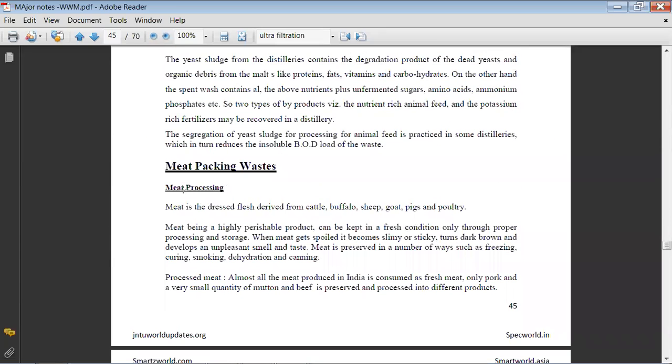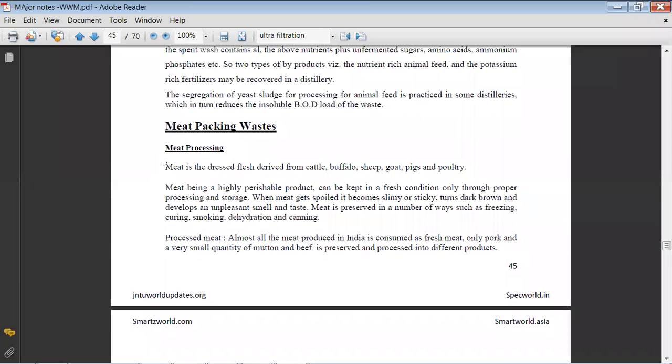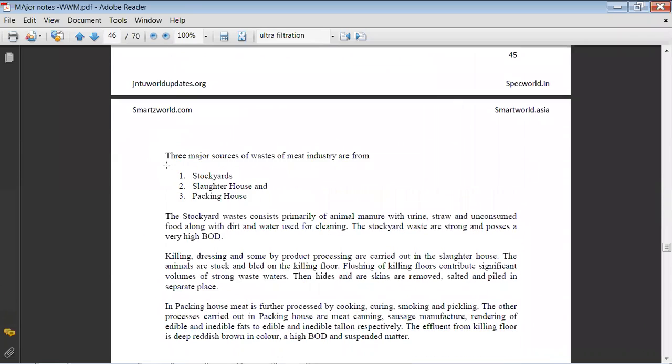Okay na? Meat packing waste. So if you see the China, the worst country where we got corona, meat packing, మీరు అక్కడ చూసే ఉంటారు న్యూస్ లో అక్కడ ఇక్కడ, how they are eating the different animals meat, how the processing is going on. సో మీట్ ప్రాసెసింగ్ లో వాటర్ అనేది చాలా వెరీ ఇంపార్టెంట్. వాటర్ దగ్గర కేర్లెస్ గా ఉన్నారు అనుకోండి, the material will become spoil. See, the three major sources of waste of meat industry are stockyards, slaughterhouse, packing house.